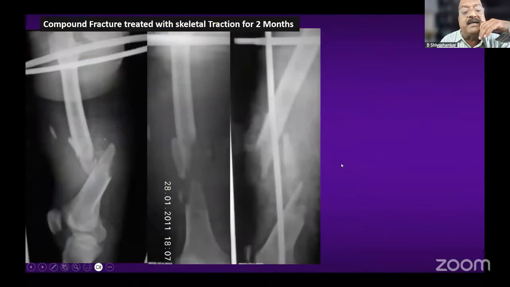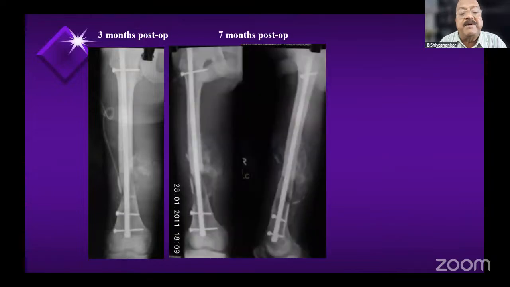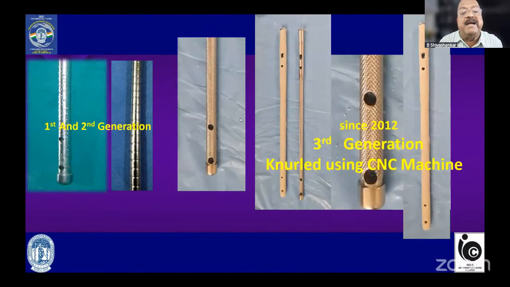This is the second generation nail we designed sometime in 2009, and this is one more compound fracture coming 3 weeks after the initial injury. You can see the new bone is already trying to form. The patient was in a government hospital, came to us after 3 weeks, and again we did the interlocking nailing. This is the 3 months follow up, this is the 7 months follow up, and this is after the fracture has healed. So this is the second generation nail. The third generation nail is where a CNC machine does the knurling now. Earlier, the first generation was done by hand.